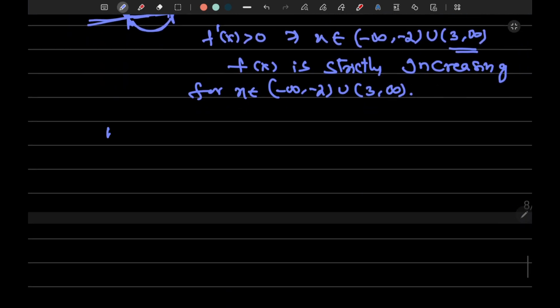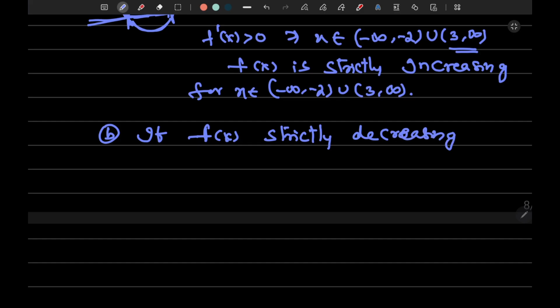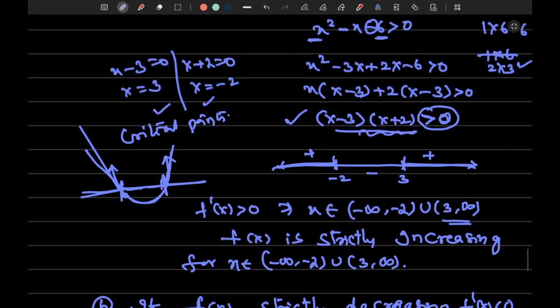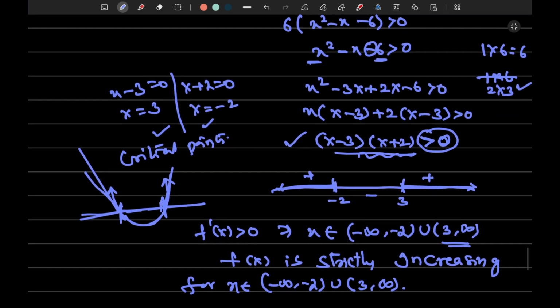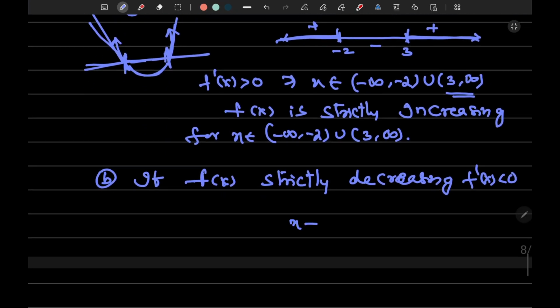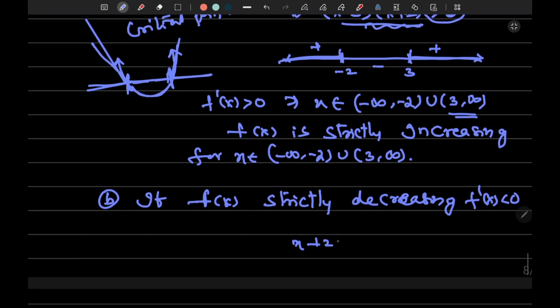If f of x is strictly decreasing, f dash of x is less than 0. So here it is the same thing. What did I get for f dash of x? This is f dash of x. Same thing: x plus 2 into x minus 3 is less than 0.